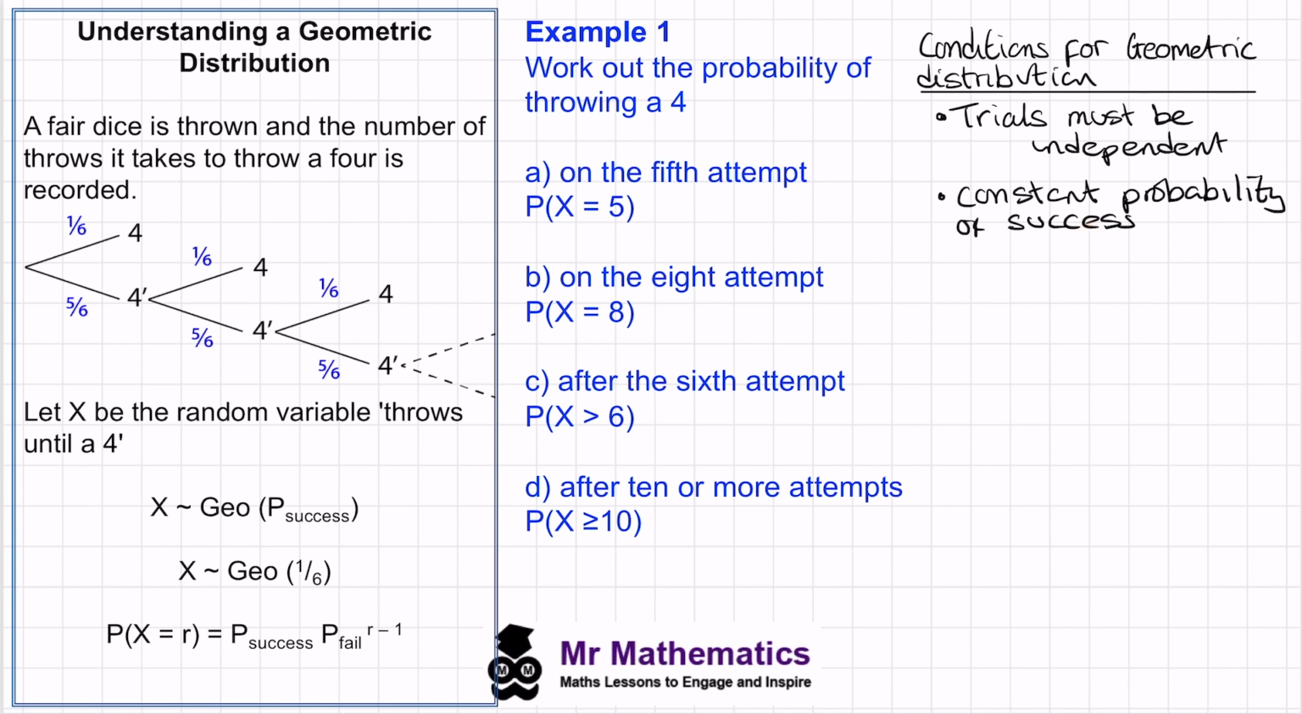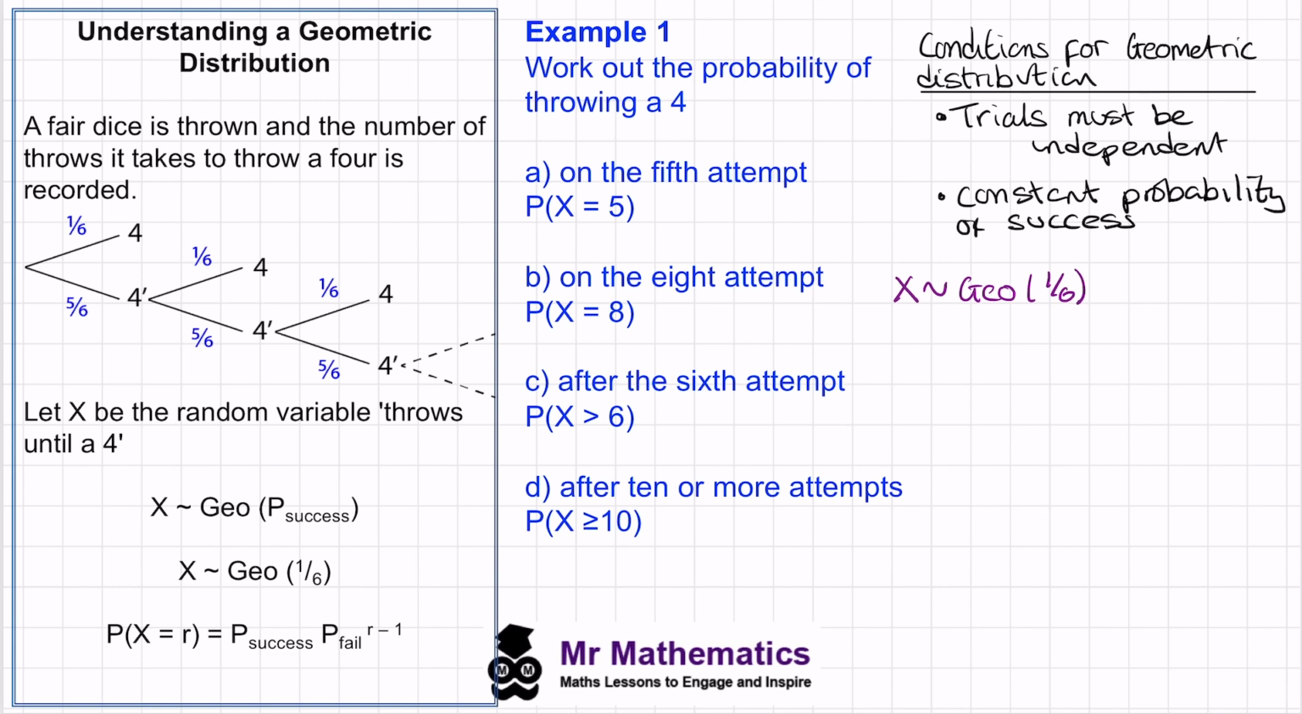So if we look at an example here, a fair dice is thrown and the number of throws it takes to throw a 4 is recorded. If you were to get a 4 the first time you threw the dice, that would be a probability of 1/6. But let's say you didn't get a 4 on the first throw. Let's say you got it on the second throw. That must mean you had to have failed your first attempt, and then you would have got a 4 on your second time. So that would be 5/6 multiplied by 1/6. So we can write this down using the distribution that X is modeled geometrically with a probability of passing of 1/6.